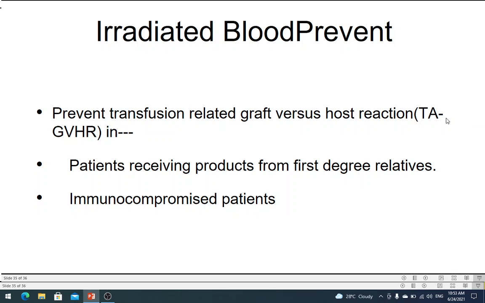Then there is something called irradiated blood. The advantage of that is it prevents the graft versus host reaction, which we already talked about. Graft versus host reaction is where the leukocytes of the donor attack the recipient. You understand? Usually it is the other way around. This is usually seen when there are similar HLA, as in blood relatives, or in immunocompromised patients who cannot reject the donor leukocytes. So these are the indications for giving irradiated blood, and you use gamma rays to irradiate it.